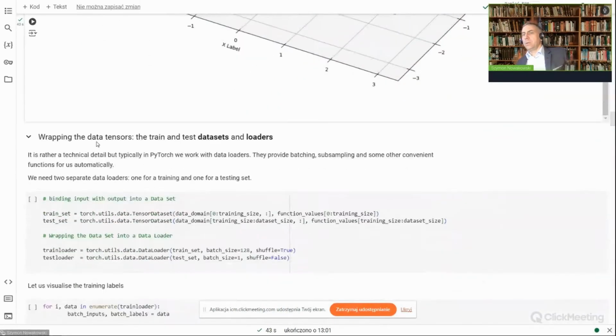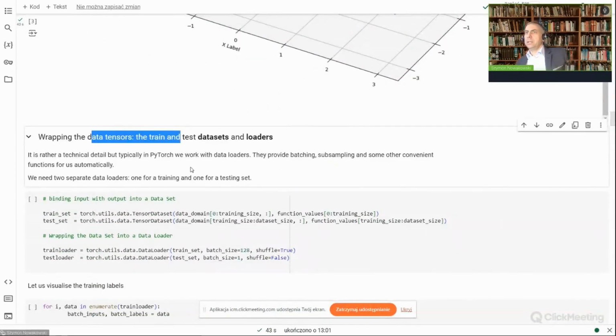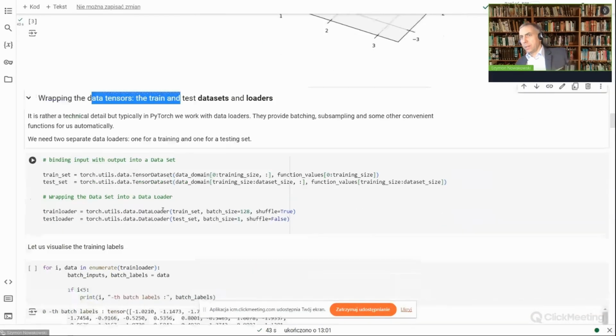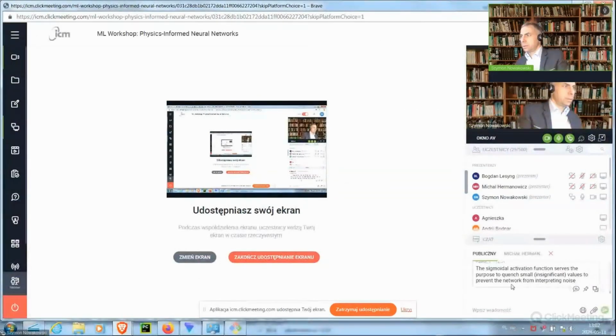Right now, it is just a technicality, but we need to wrap those data tensors into something called the data set and then a data loader. So, are there any questions? Okay. Here are the answers to the previous questions. Thank you, Pavel.